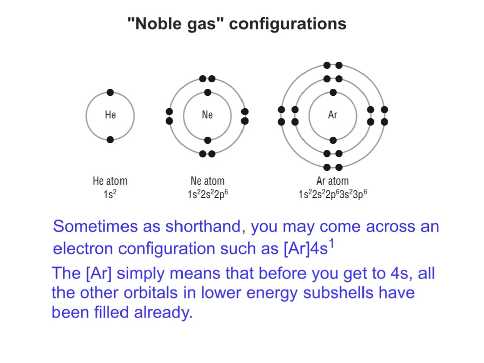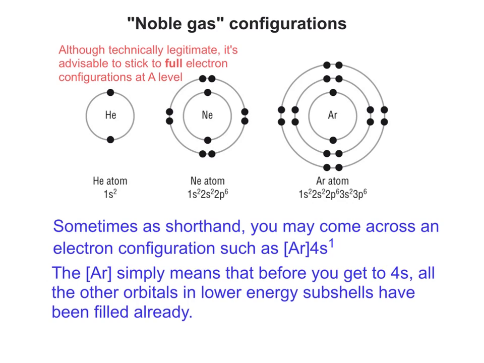So for example, if you take square brackets and put Ar in them, all that really means is that before you get to 4s, as in the electron configuration that I've given, all the other orbitals in lower energy subshells, namely 1s, 2s, 2p, 3s, and 3p have been filled already. So because 1s2, 2s2, 2p6, 3s2, 3p6 is the same as the argon atom, we put the argon symbol in square brackets.